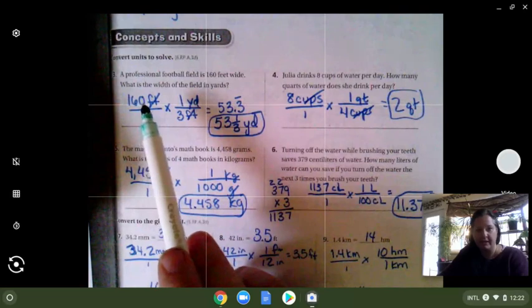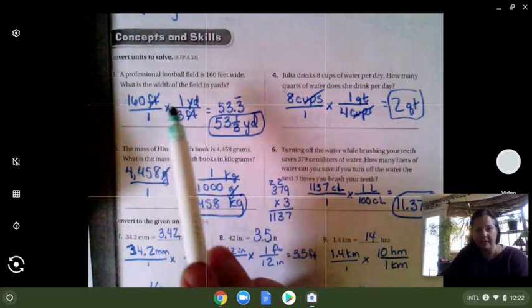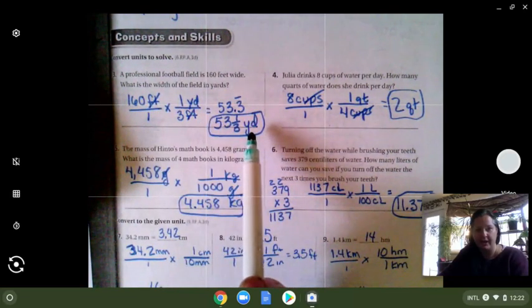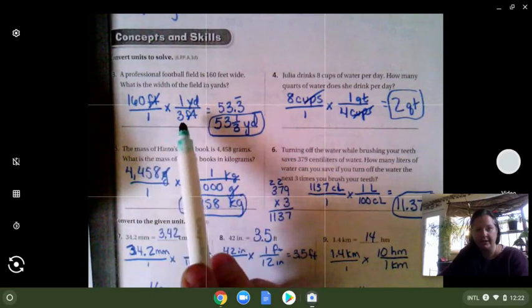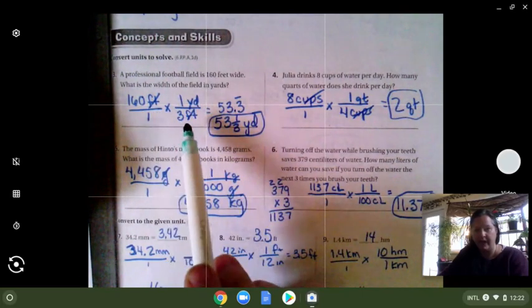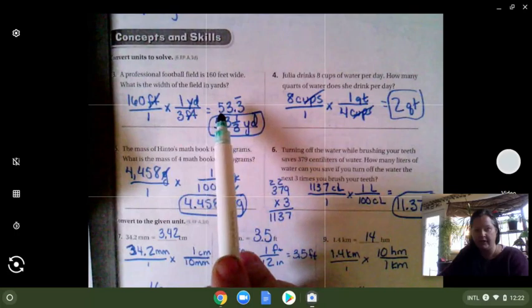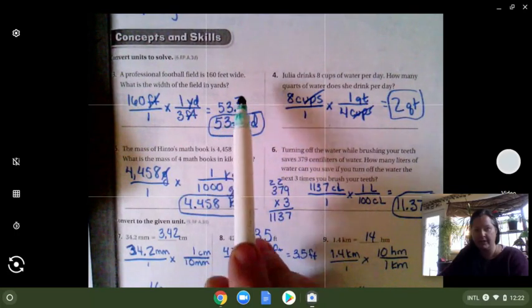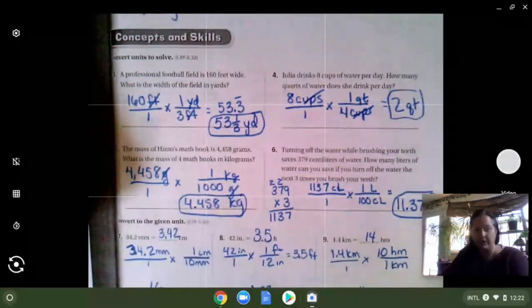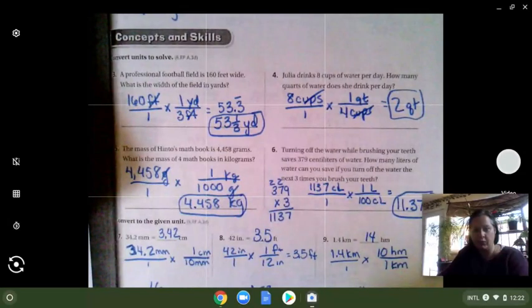So you'll be simplifying your feet. Get rid of that because your answer is going to be in yards. 160, 3's on the bottom, so we divide by 3. We'll get 53 and 3 tenths with a repeating 3 that goes on and on. That's the same as 53 and 1/3 yards.